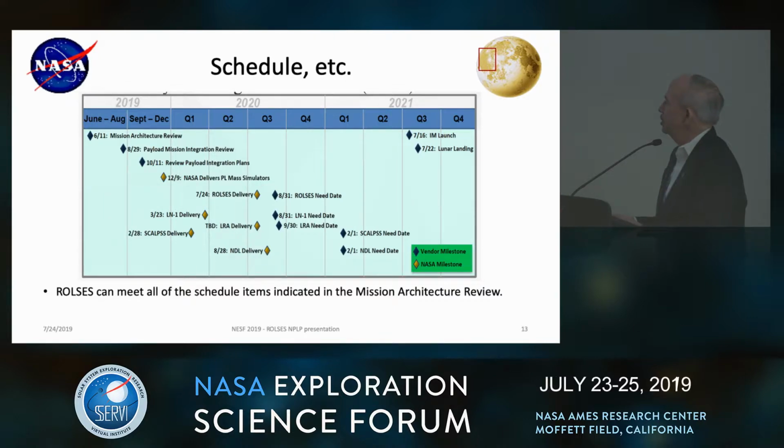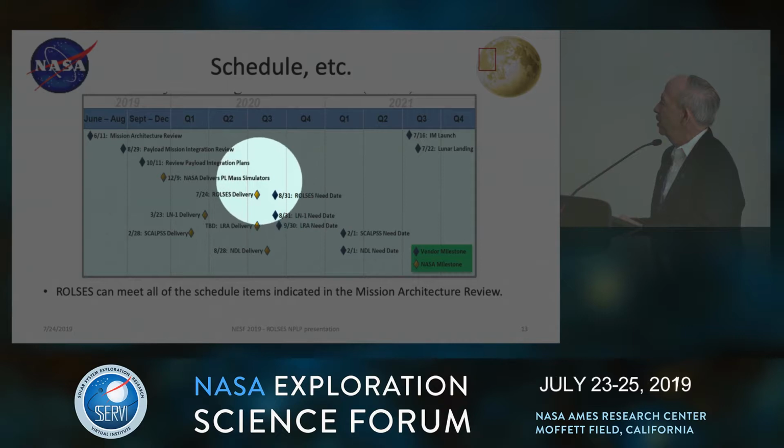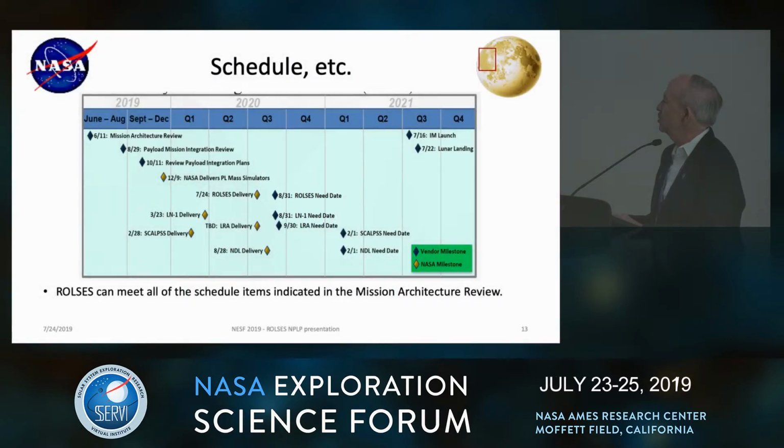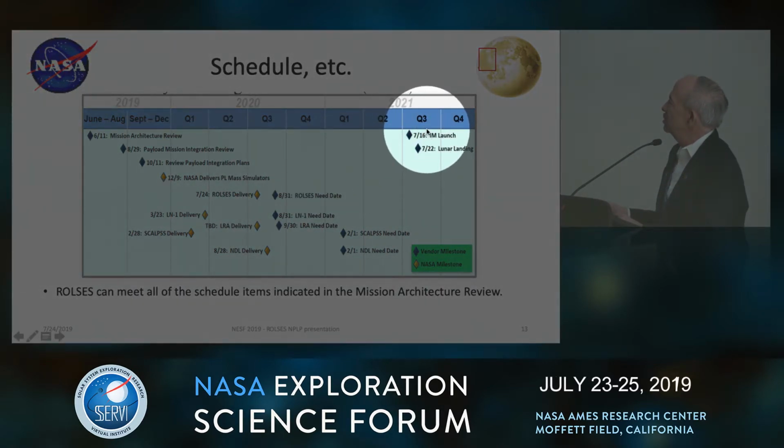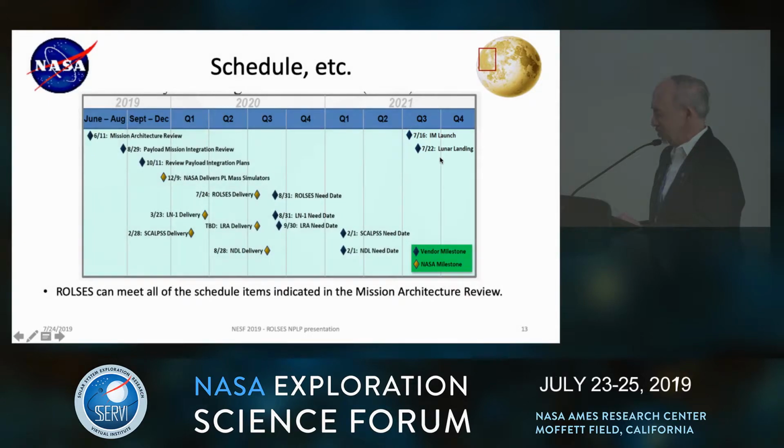So the schedule is, we need to deliver, well, we plan to deliver in July of next year, or at least by August of next year. And then Intuitive Machines would launch in principle on 7/16 in 2021 and land on the moon on July 22.